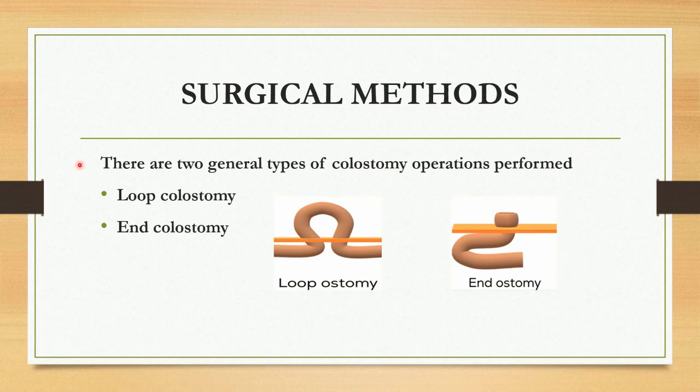Let's talk about the surgical methods. There are 2 general types of colostomy operations performed. The first one is loop colostomy and the second one is end colostomy. In the picture you can see, as the name indicates, in loop colostomy, the large intestine will be brought out through a small opening as a loop, and in end colostomy, it will be totally cut off. Let's discuss this in detail in the following slides.